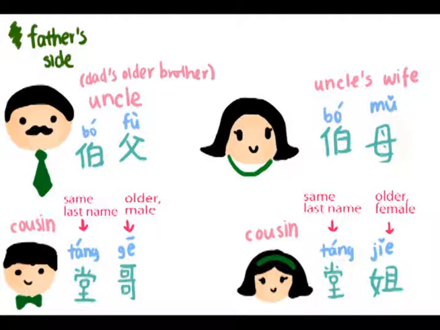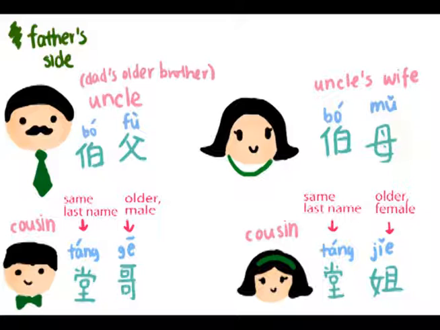If they have a son that is older than you, he would be your 堂哥. Tang is an indication that your cousin has the same last name as you. Ge means that he is an older male since ge means older brother.